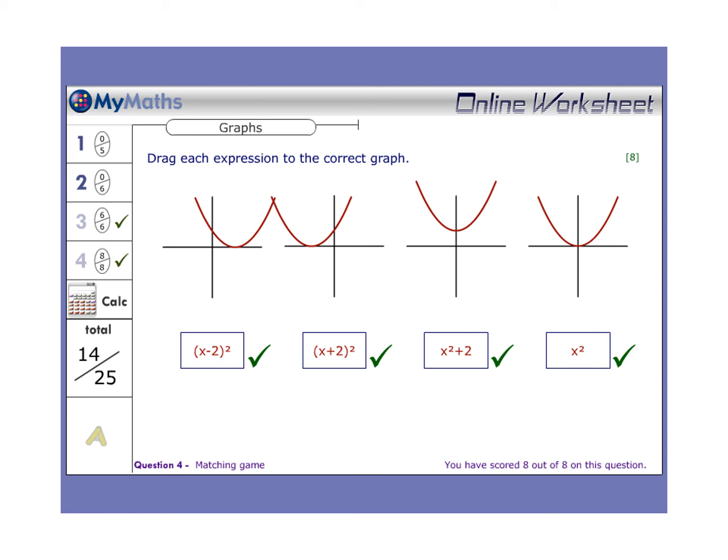Have a go at this exercise yourself, and if you get stuck, replay the video.